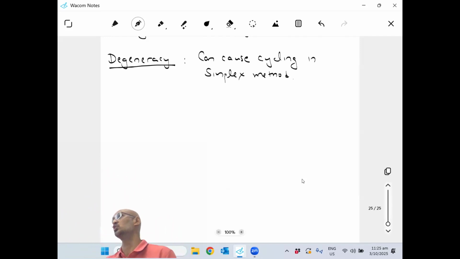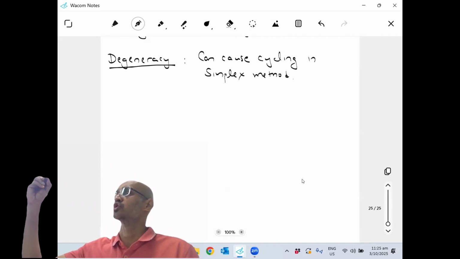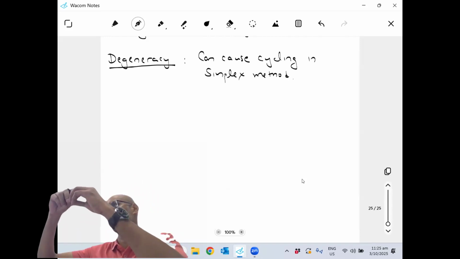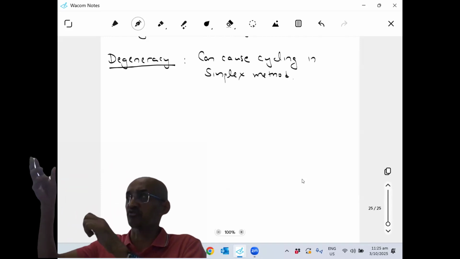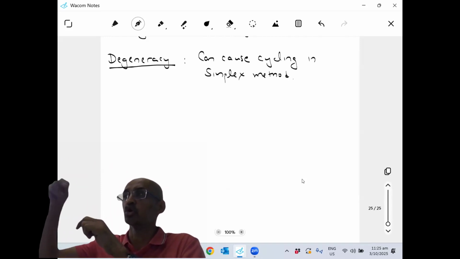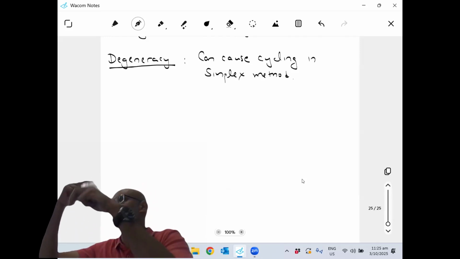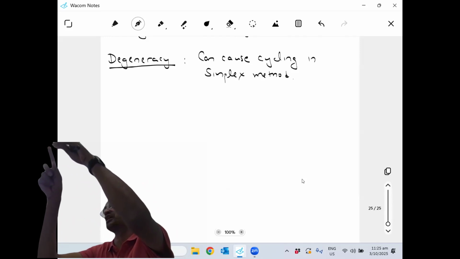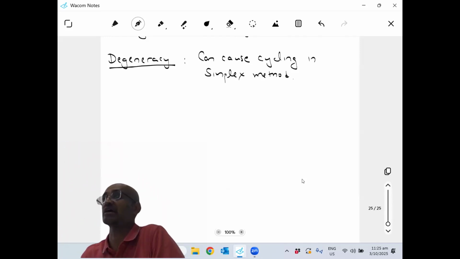Which means that you are at a point, you try to change basis, maybe you go to some other point, you keep doing this, and then you come back to the same point. You change basis, change basis, change basis, and you're at the same point. Ultimately you come back to the same basic variables and you have not moved. So it's like cycling, right?